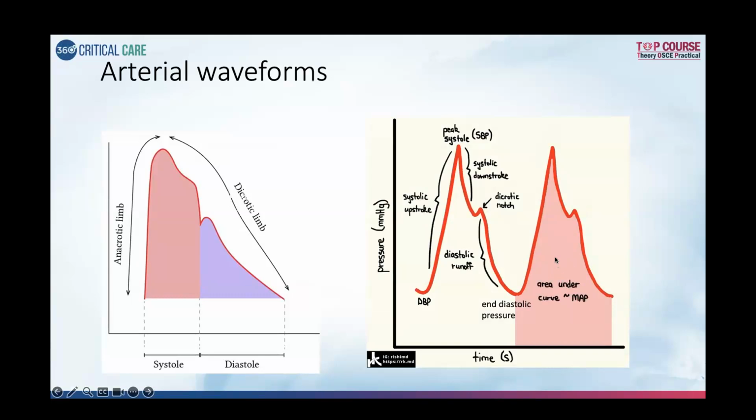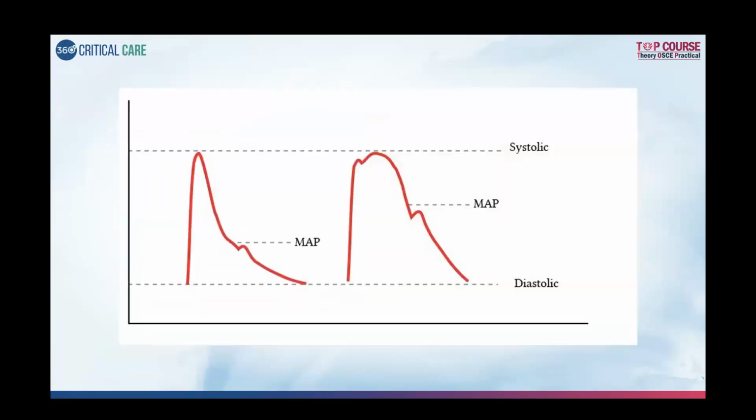If the area is high, you have a high mean arterial pressure. If your area is low, you have a low mean arterial pressure. Now, with the same systolic, you can have a different mean arterial pressure. As you can see, this area is almost half of this area. In this case, the mean arterial pressure is higher compared to here, which is a very skinny wave. The mean arterial pressure is low. So based on the same systolic and diastolic, you can have a different mean arterial pressure.